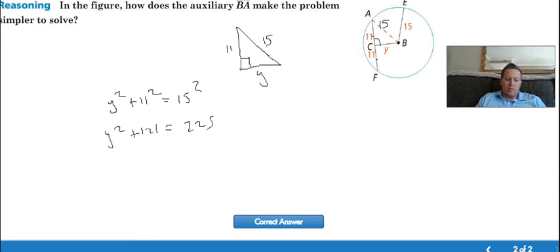We subtract 121 from both sides, and we get y squared equals 104, and we square root right there. That's not a perfect square root, so we can round. Let's say we round to the nearest tenth like we did on the other one, and we get y equals 10.2 that we have right there.